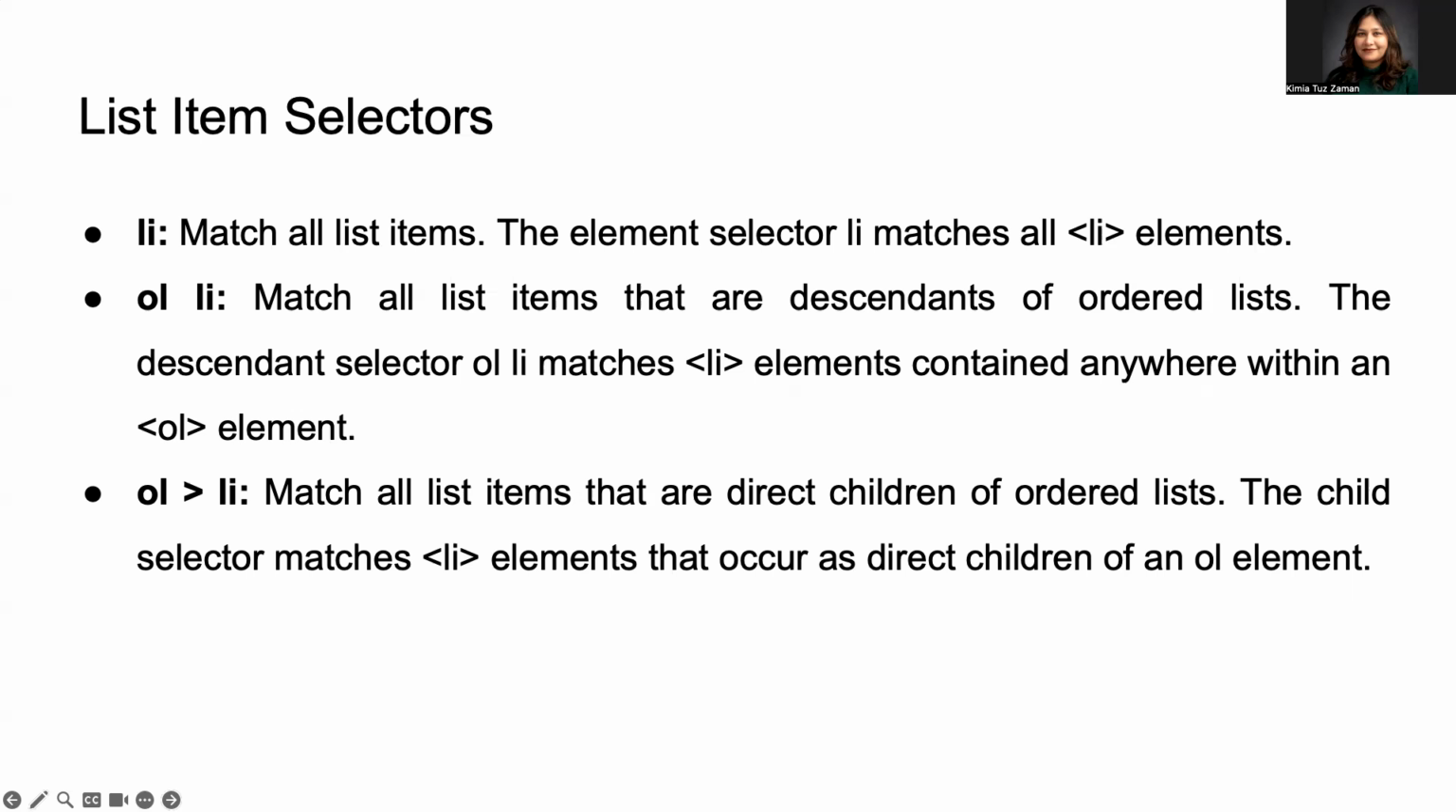Finally, we have the child selector. Ordered list greater than li. This one is stricter. It only matches the list elements that are direct children of the ordered list. So if the list item is nested inside another list, it won't be selected here. So to summarize, li: all list items. Ordered list li: all list items inside an ordered list and at any level. And ordered list greater than li: only the top level list items that directly belong to an ordered list.